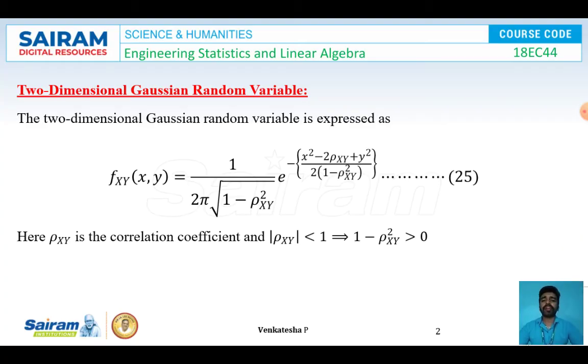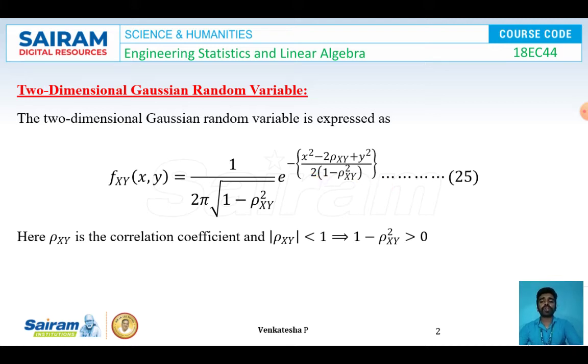Two-dimensional Gaussian random variable. The formula for two-dimensional Gaussian random variable is given by f_XY(x, y) equal to 1 by 2 pi into square root of 1 minus rho square xy into e power minus of (x square minus 2 rho xy plus y square) whole divided by 2 into (1 minus rho square xy). Call this one as equation number 25.